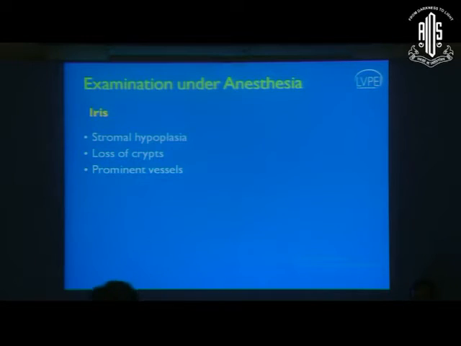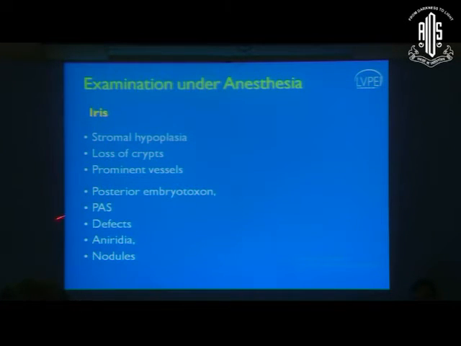The iris in the congenital glaucoma child shows stromal hypoplasia, loss of crypts, and prominent vessels. These are some of the features in the iris that should arouse a suspicion of a secondary congenital glaucoma, like posterior embryotoxon and peripheral anterior synechiae seen in Axenfeld-Rieger anomaly.